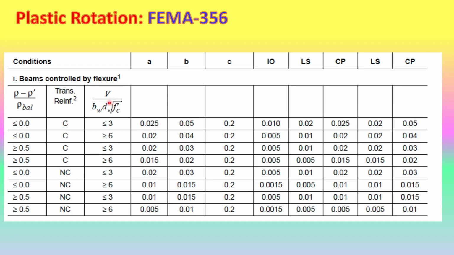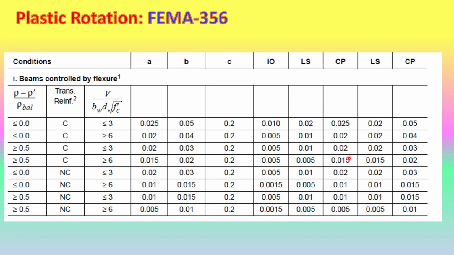Third column is the shear stress ratio: shear force divided by width of the system times effective depth times root of the strength of concrete. So based on this ratio, less than or equal to 3, greater than or equal to 6, four rows are given here, and the IO, LS, CP values are available here. So if we look at these values here, let us consider only a compliant building. Non-compliant buildings should not be used actually. These are old buildings which were designed prior to the code. So we can concentrate on the compliant buildings only.